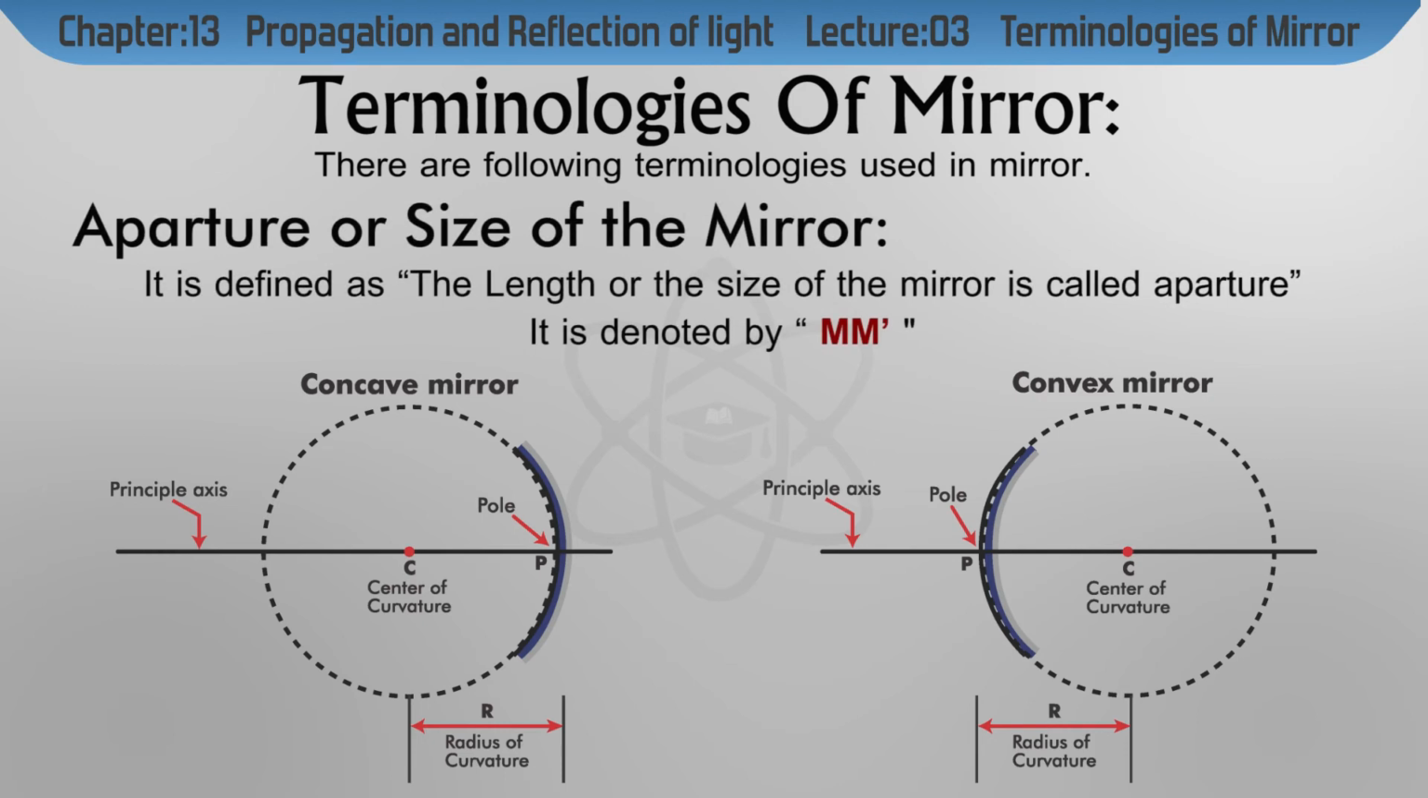Next, aperture or size of the mirror. It is defined as the length or the size of the mirror, which is called aperture. It is denoted by a dash in the figure, as you can see.